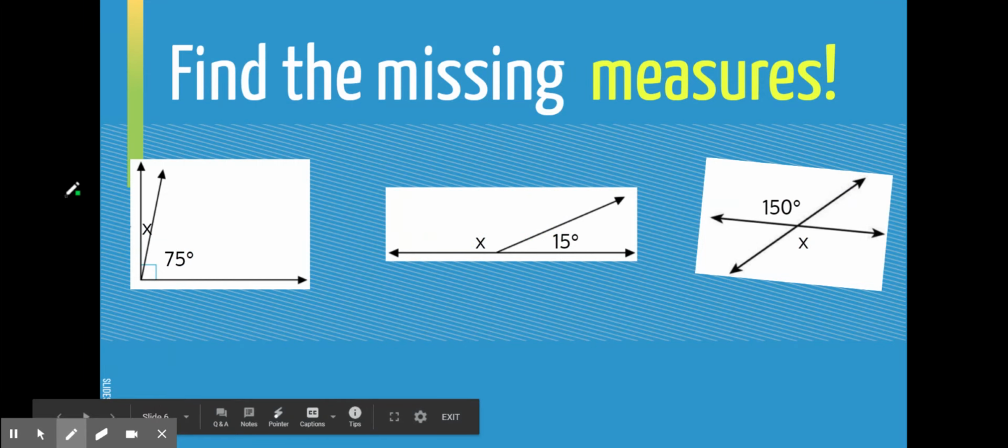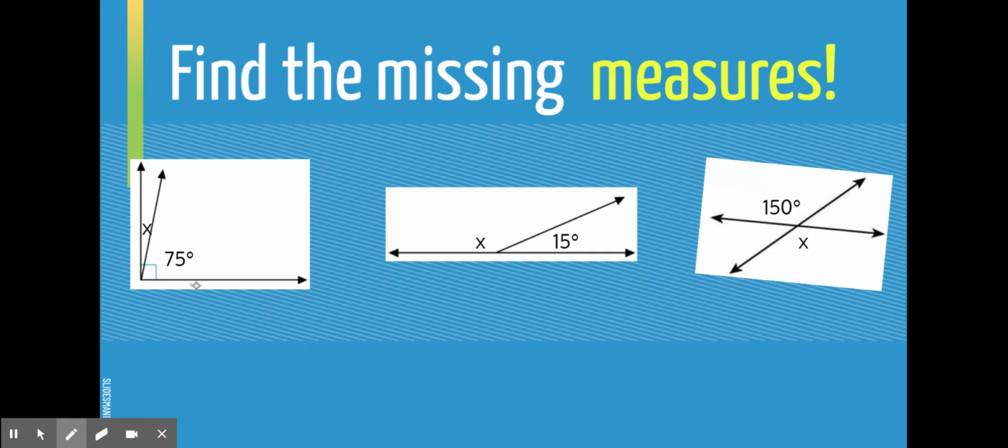Okay, so let's use what we know to find missing measures. So here we see the corner. You see that L, that corner, and there's a right angle box, which means this is 90. So this angle and this angle are complementary. So that right angle measures 90 degrees. And if this part is 75, I'm going to say 90 minus 75. And 90 minus 75 is 15. So X is 15. Okay.